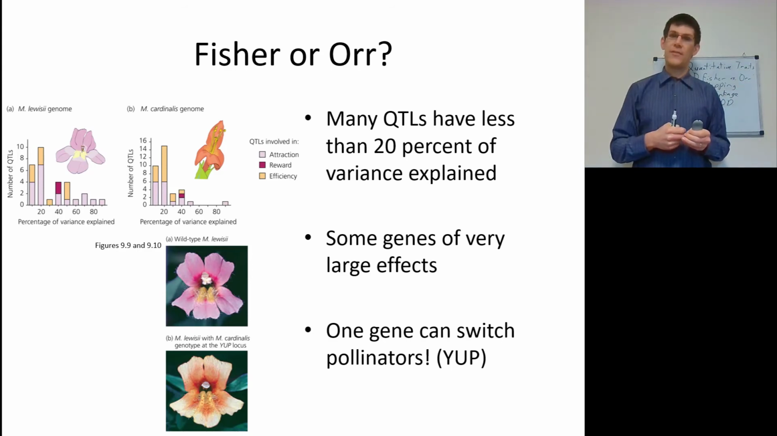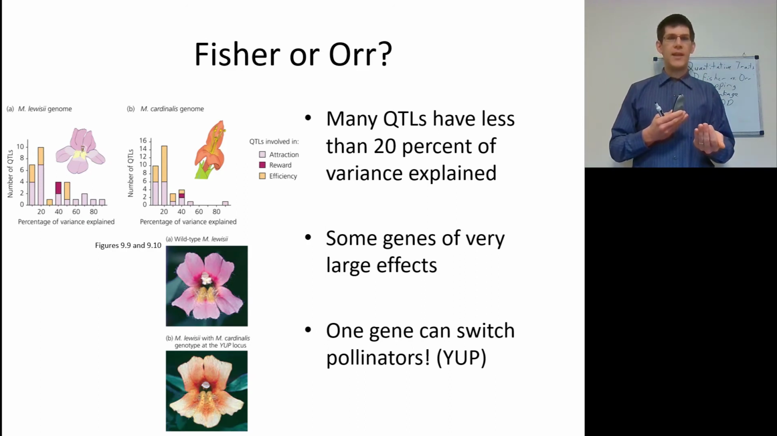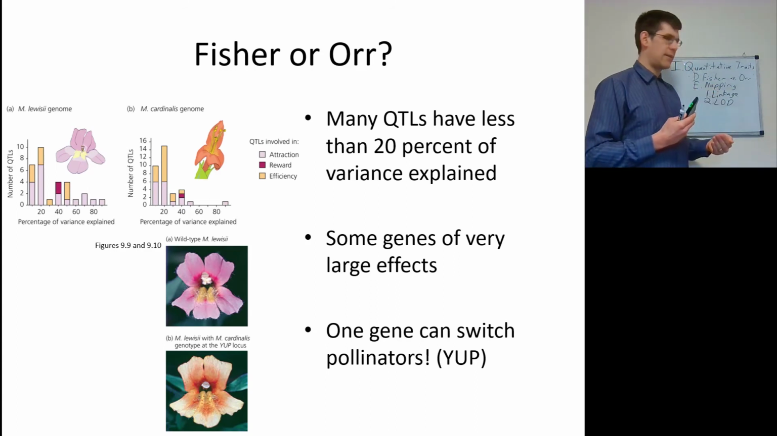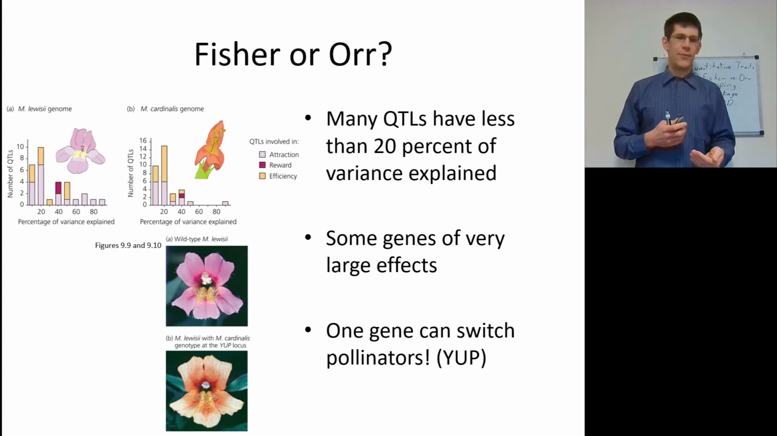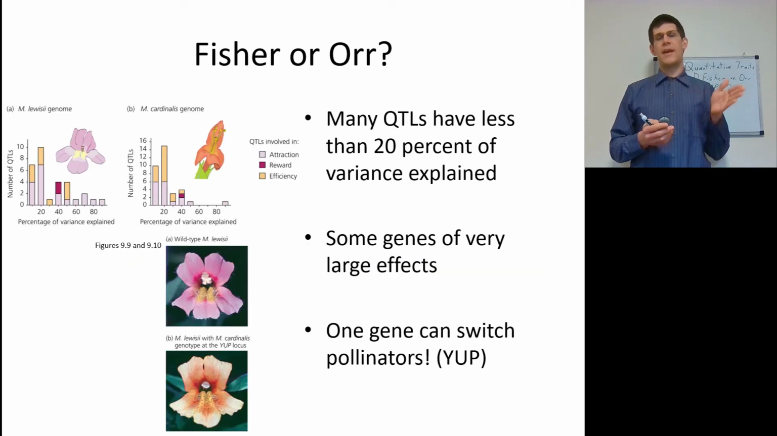But they also found some genes of very large effects, including one gene, one locus, where the pollinators actually switched. So you take a wild-type Mimulus lewisii, which is bee pollinated, and you add the locus, you actually get it pollinated by hummingbirds, just like that. So one locus can cause a switch of pollinators. So this goes much more with Orr's idea, where you have these, go back here, alleles fixed have large effects. So that one allele that can switch between hummingbird and bee, that is a large effect.